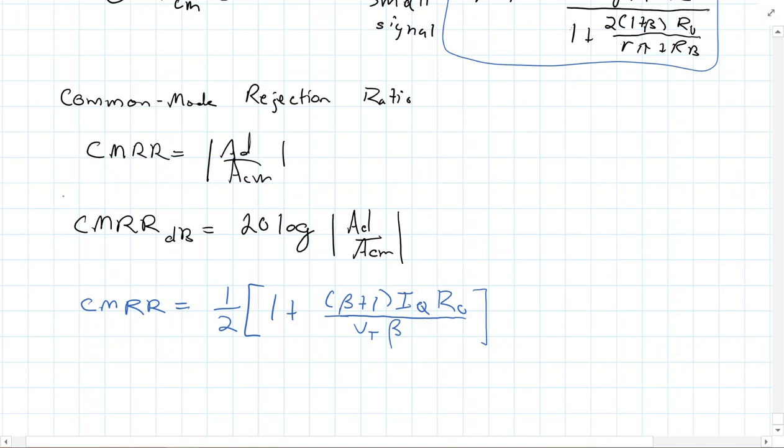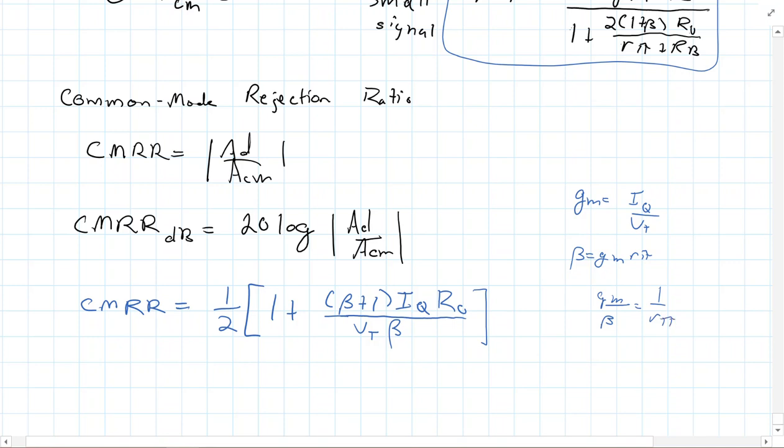And we could write this slightly different, using some GMs and stuff like that. I'm not sure why the resource I'm using writes the equation this way, because we do have that GM, for instance, is IQ over VT, and then you have beta is equal to GM r pi. So you could have GM over beta is equal to 1 over r pi.